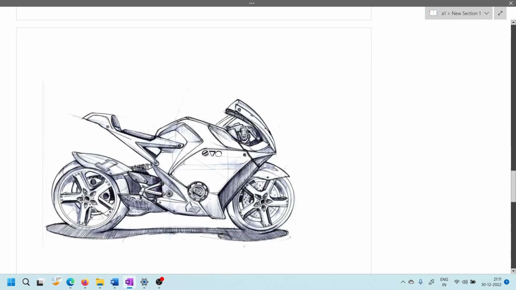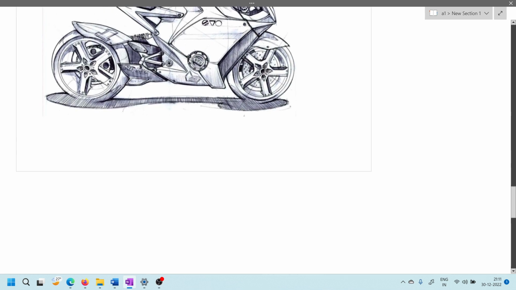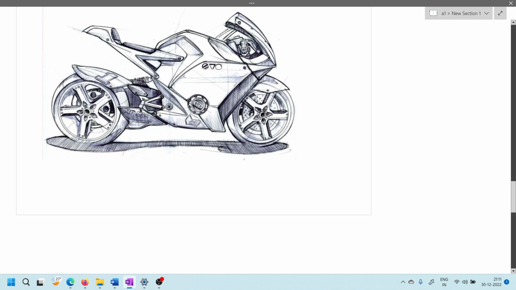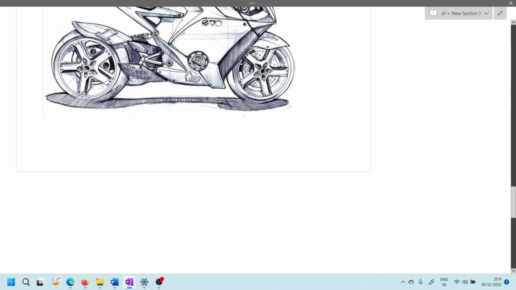Let's say we are designing a motorbike. What are the things we need? First of all, we should design each component, right? Either it's a gear or a chain or sprocket or a handle or side mirrors, everything we have to design, right? Before designing, we should know the strength of each material, right? Then only we could go for that material.